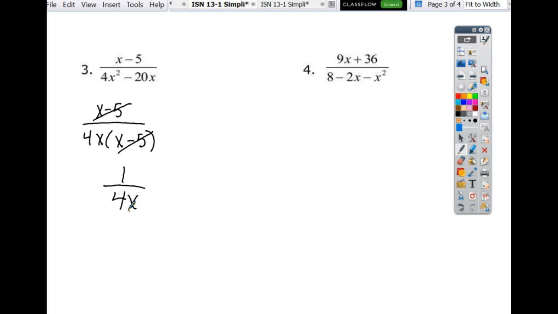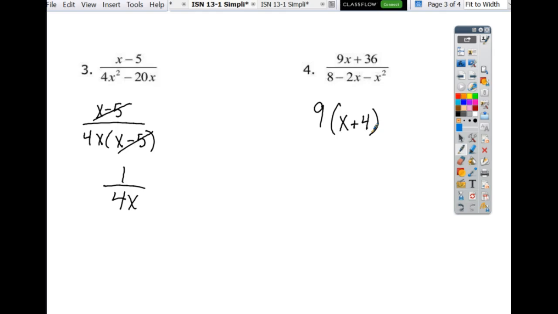Okay, on top, 9x plus 36. The 9 and the 36, what do they have in common? 9. Is there an x in both terms? So I can't factor out an x. So the 9 divided by 9 is 1, but I still have an x, right? And then 36 divided by 9 is 4.